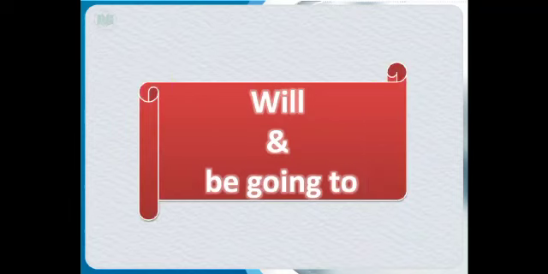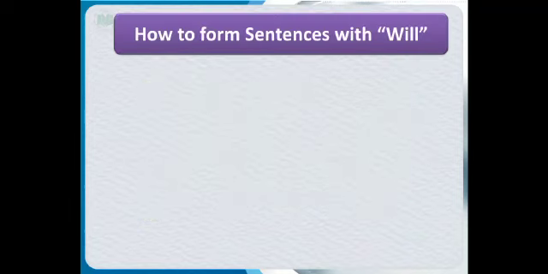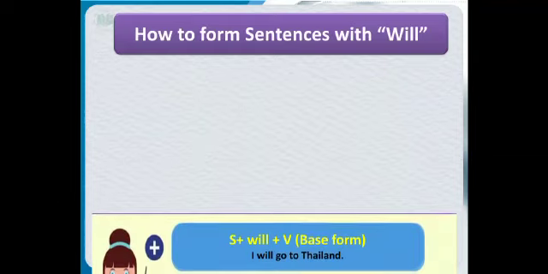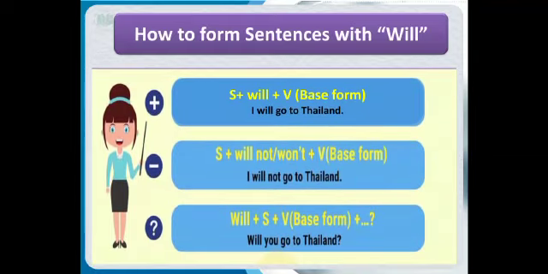Today's topic: will and be going to. How to form sentences with will. First of all, we will learn how to make affirmative sentences. For affirmative sentences, first we have the subject, then will, then the verb's base form or first form of the verb. For the negative, we just add not: subject, then will not, and the shortest form of will not is won't. It is also called the contracted form. And then we put the first form of the verb, like I will not go to Thailand.